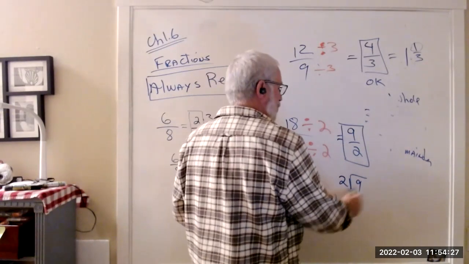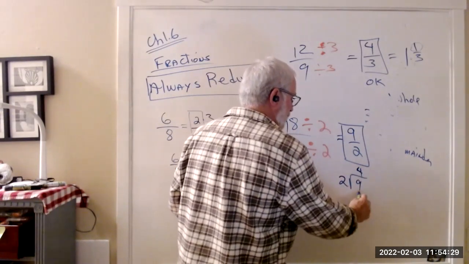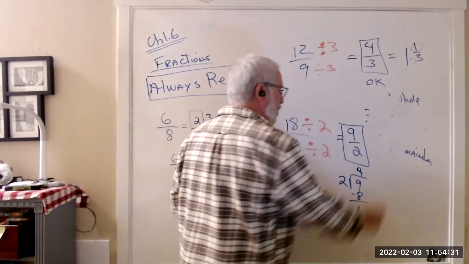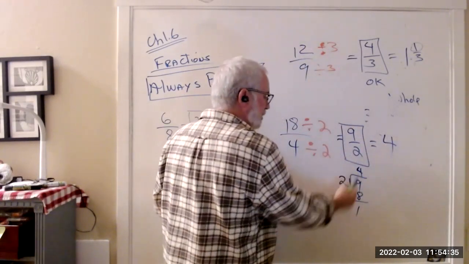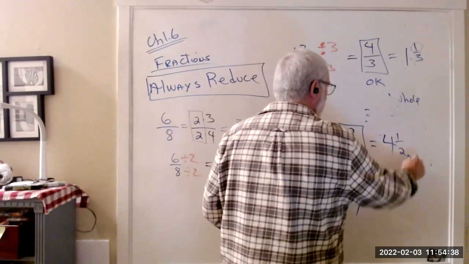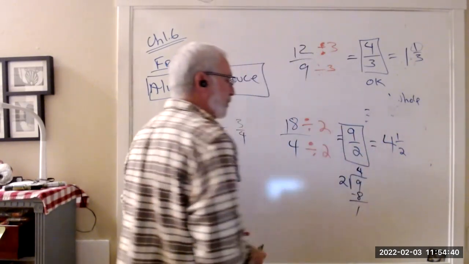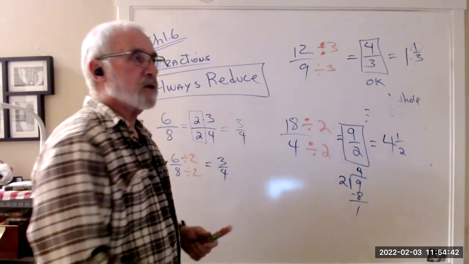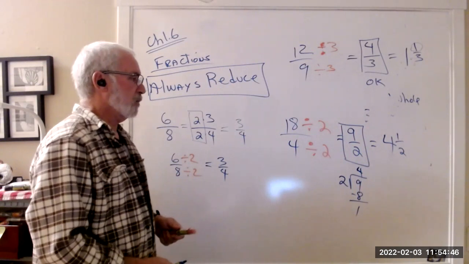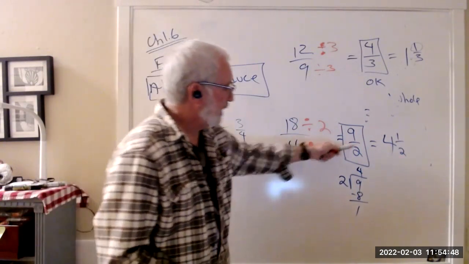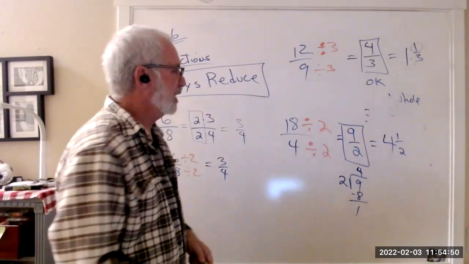That's okay. 2 goes into 9 4 times. 4 times 2 is 8. Subtract, we get 1. So it is 4 whole times and 1 out of 2 left over. And by the way, your calculator will do that. Your calculator will change it from that number to that number. It's a little bit trickier.